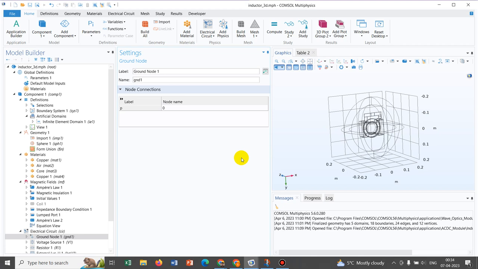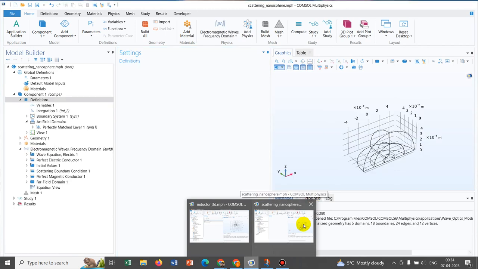So I have taken two examples from the COMSOL application library where they have actually used this artificial domain. In artificial domain, there are two important things. One is your perfectly matched layer and another is infinite domain element or infinite element domain. Those two things serve some specific task and I'll be talking about it. So initially let us go to the perfectly matched layer case.